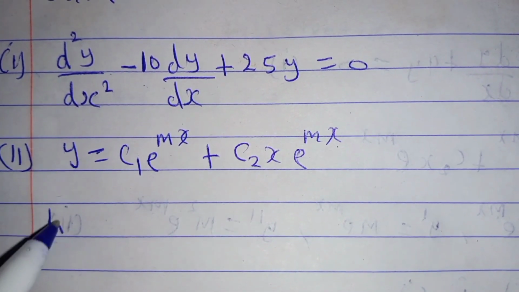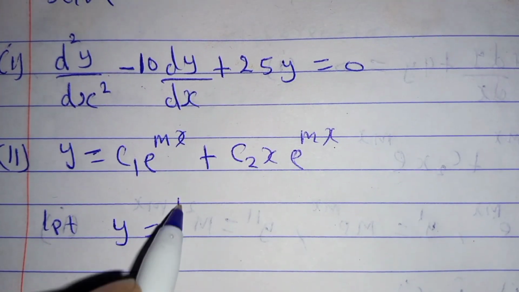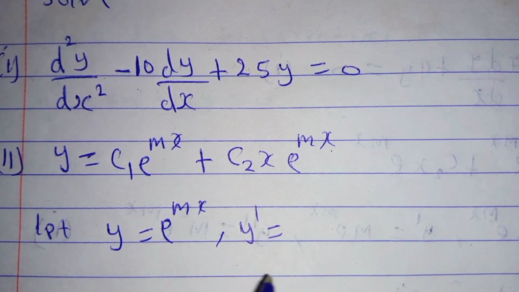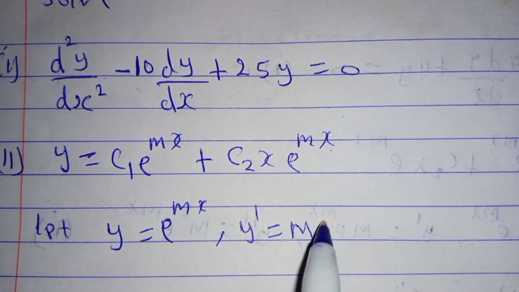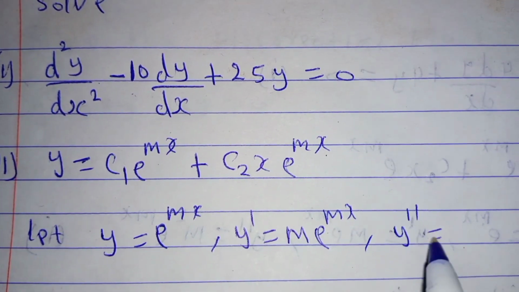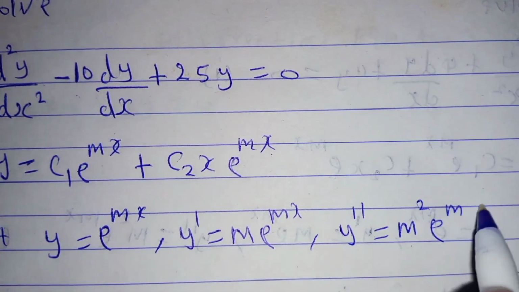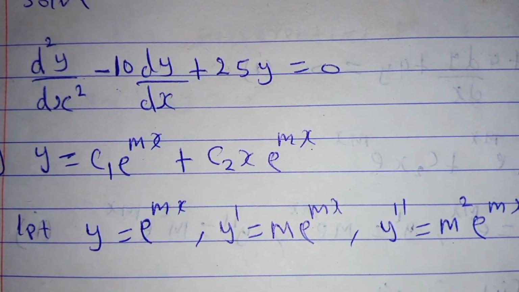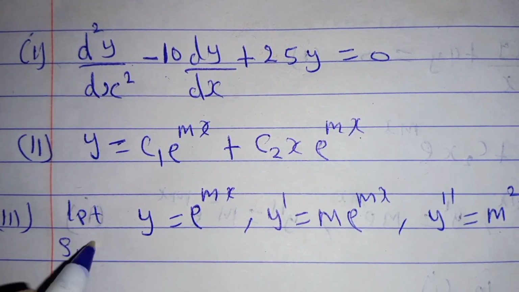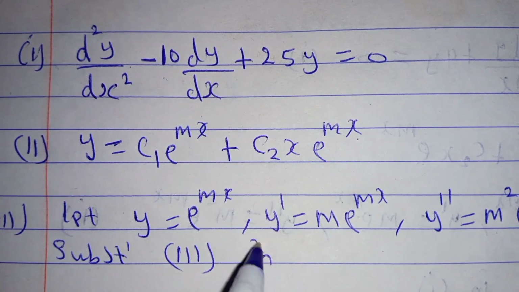Then we are going to let our y be equal to exponential mx. Then you differentiate this once with respect to x, which will give you m exponential mx. Then you differentiate it again, y double prime, to give us m squared exponential mx. You can call this equation 3. And the next step is you substitute 3 in 1 above.